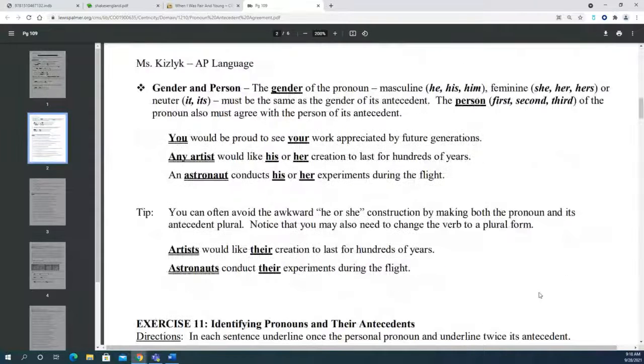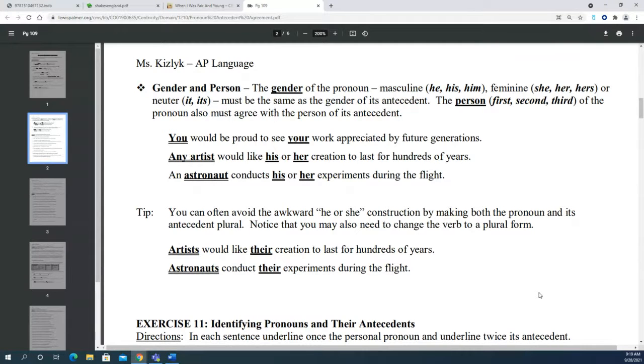All right, so moving along, they talk about gender and person. The gender of the pronoun: masculine, he, his, and him, and then you have feminine, she, her, and hers, or neuter or neutral, it and its. It must be the same as the gender of its antecedent. The pronoun's person, first, second, or third, also must agree with the person of its antecedent. So basically, where it says here, it gives you three examples.